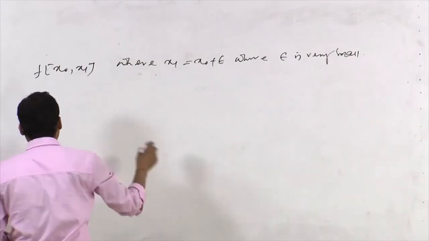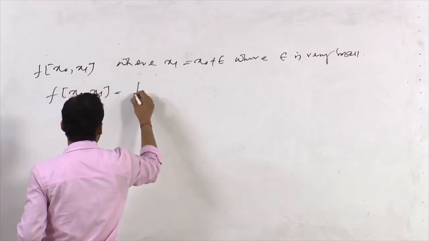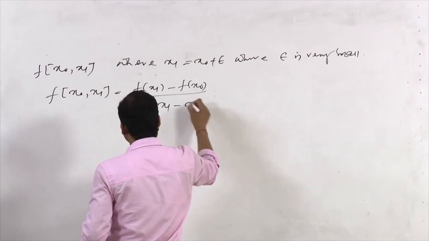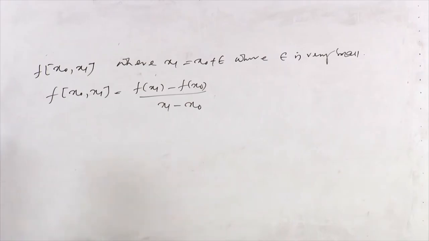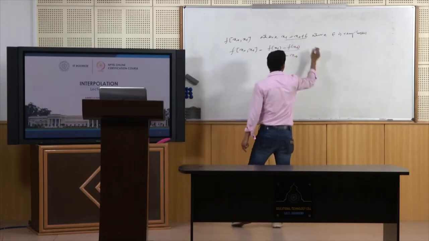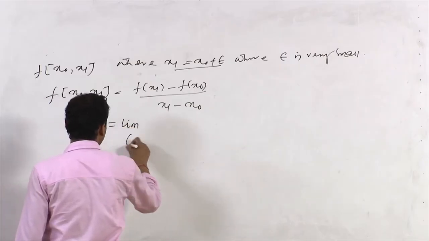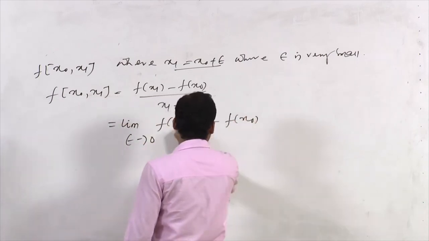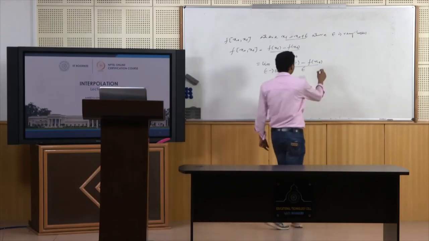So then we can express f of x0, x1 as f of x1 minus f of x0 divided by x1 minus x0. Obviously, this is the first order divided difference, and this formula represents it in this form. But if you replace this x1 in the form of x0 plus epsilon, where epsilon is very small, we can write this statement as limit epsilon tends to 0, f of x0 plus epsilon minus f of x0 divided by epsilon. And obviously, this is nothing but f dash of x0.